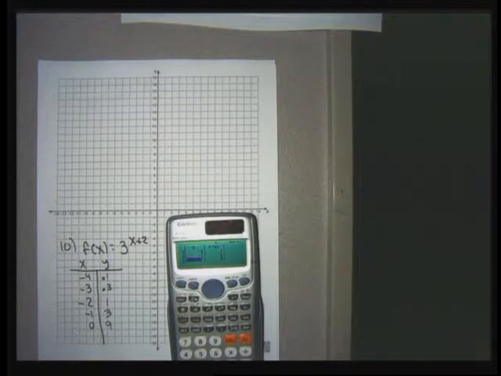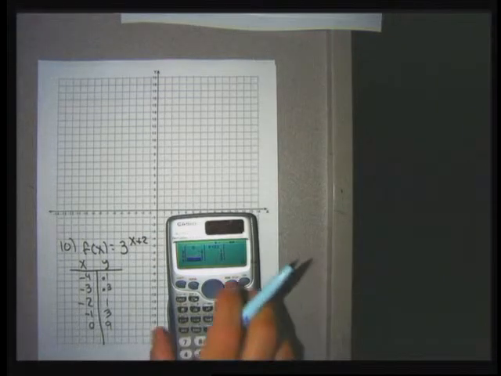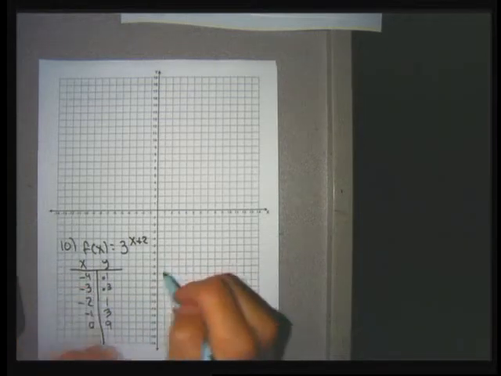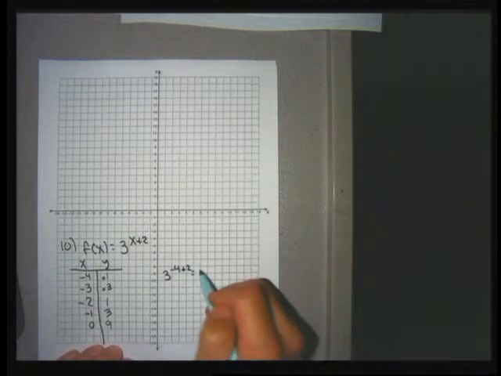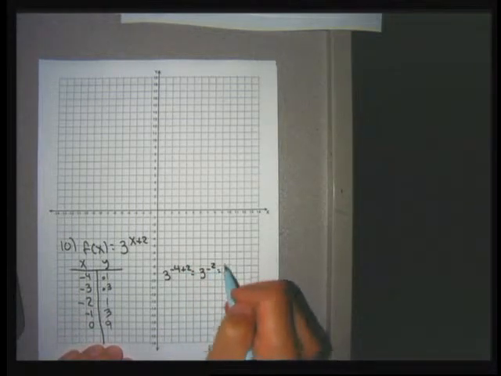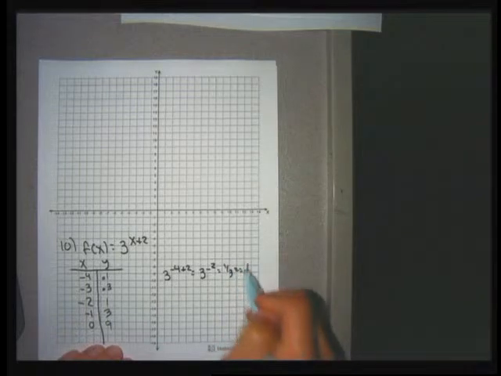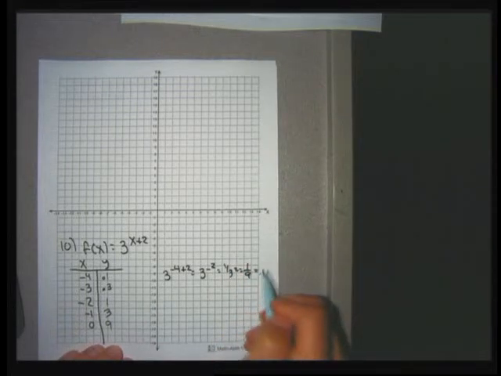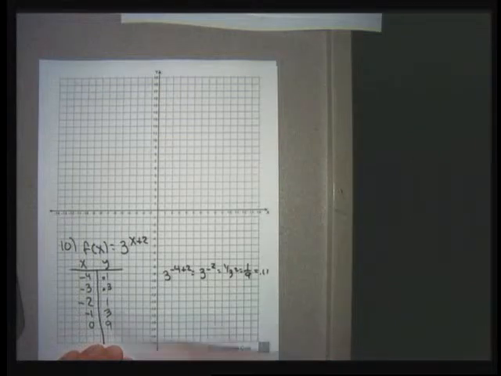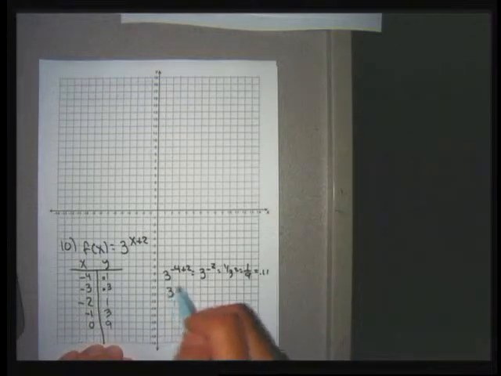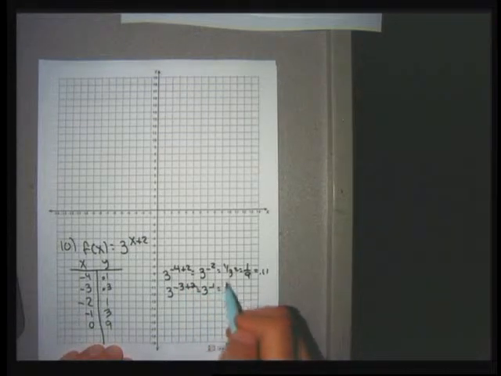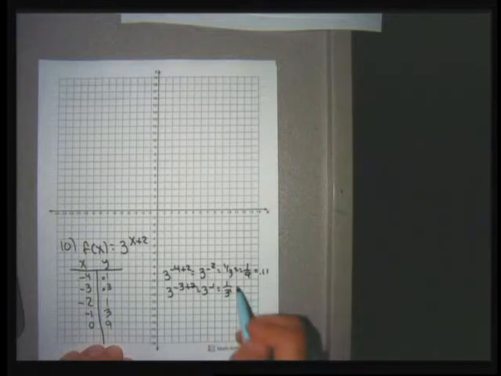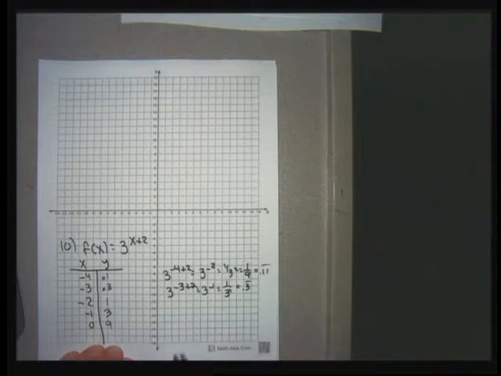I could have done all of these by hand. I'll just show you what I would have done to get the y's by hand. For the first one, I would have gone 3 to the negative 4 plus 2, which is 3 to the negative 2, which is 1 over 3 squared, which is 1/9, and the decimal for 1/9 is 0.11 repeating. The second one, I'd go 3 to the negative 3 plus 2, which is 3 to the negative 1, which is 1/3, and the decimal for 1/3 is 0.3 repeating.